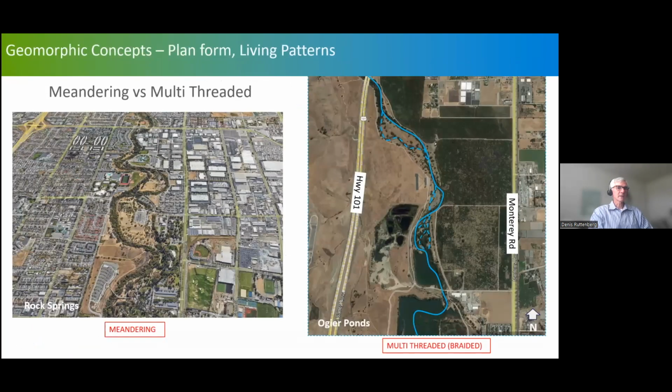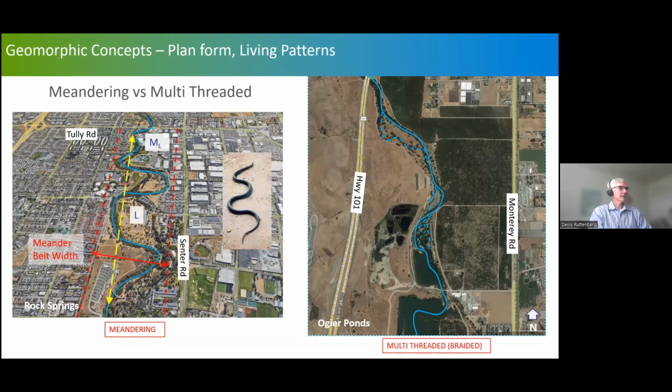Plan form. So the plan form of a river can take different forms. It could have a single thread, or it can have a braided thread. If it's a meandering river, there's all kinds, and you don't have to pay attention to all these details here, but a meandering river has a lot of quantification and geomorphology as to how it meanders and how to study it and design it. Namely, it's going to create a meander corridor.